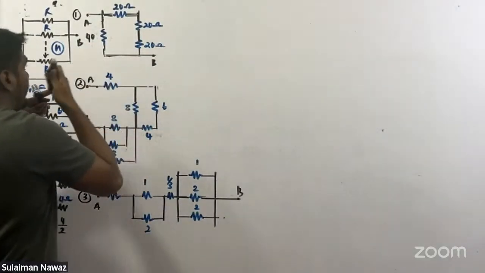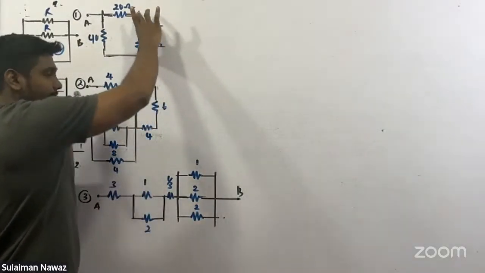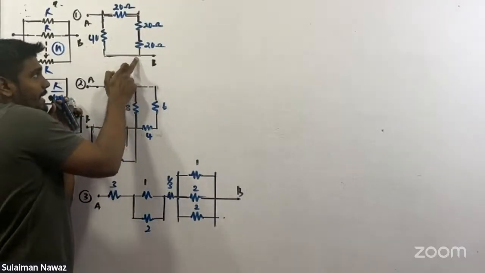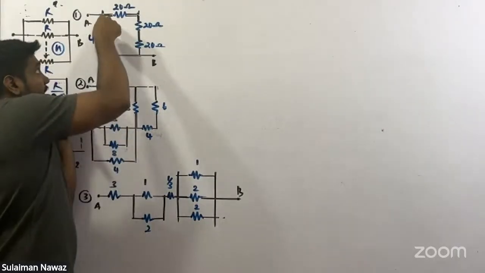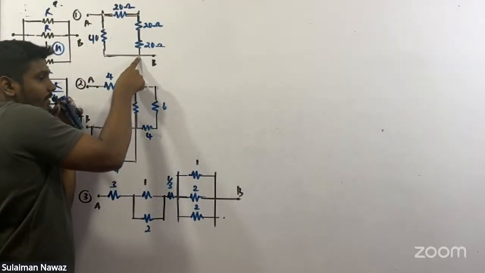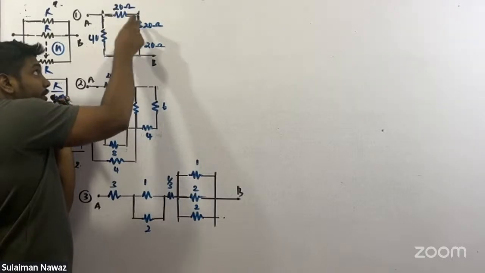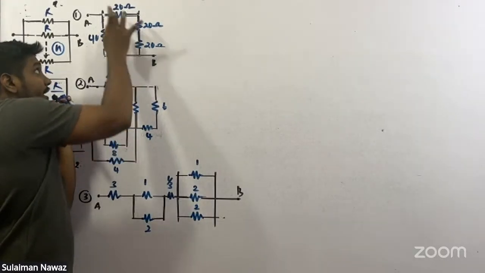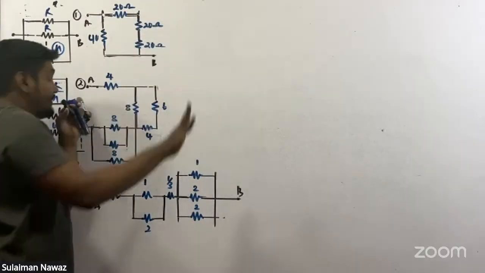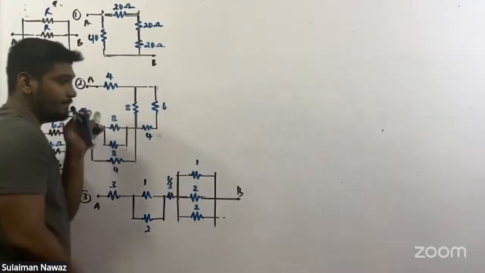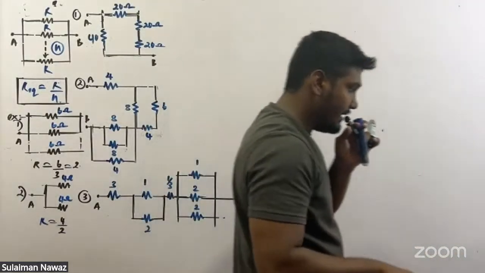This is 40. Now shall we take another 2 points? One can take these 2 points. If not, one can take this point and this point, this branch. If we consider here to this branch, there are 3 resistors, 20, 20, 20. These 3 resistors are in series and we sum.